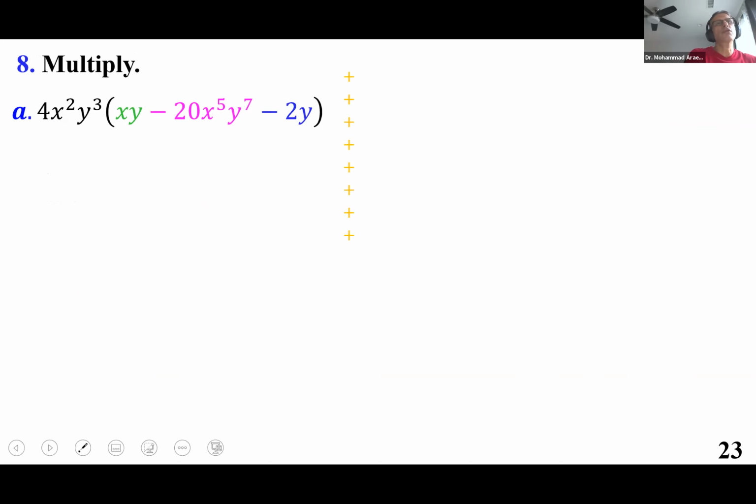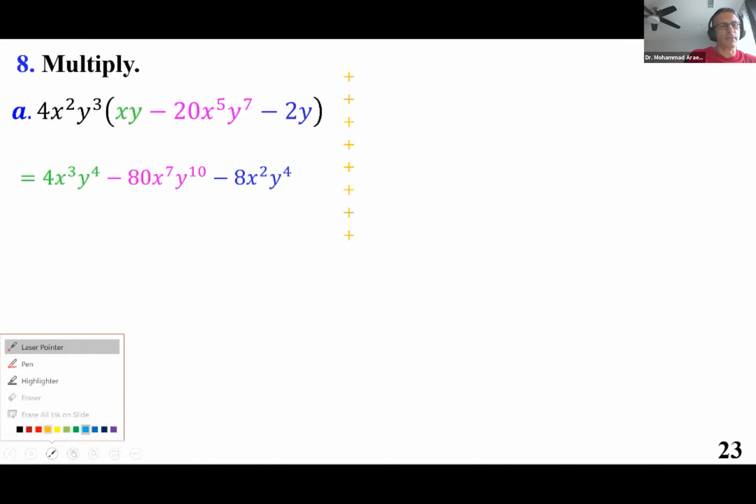We want to multiply, so we distribute these two, and these two, and I hope you realize for this one, x has exponent 1, y has exponent 1, that's what we get here. So 1 and 2 is 3, and this one also has exponent 1. Therefore, 1 and 2 is 3, 1 and 3 is 4. This one, 4 times -20 is -80, x squared, x to the power of 5 is x to the power of 7. These 2, 3, and 7 is 10.